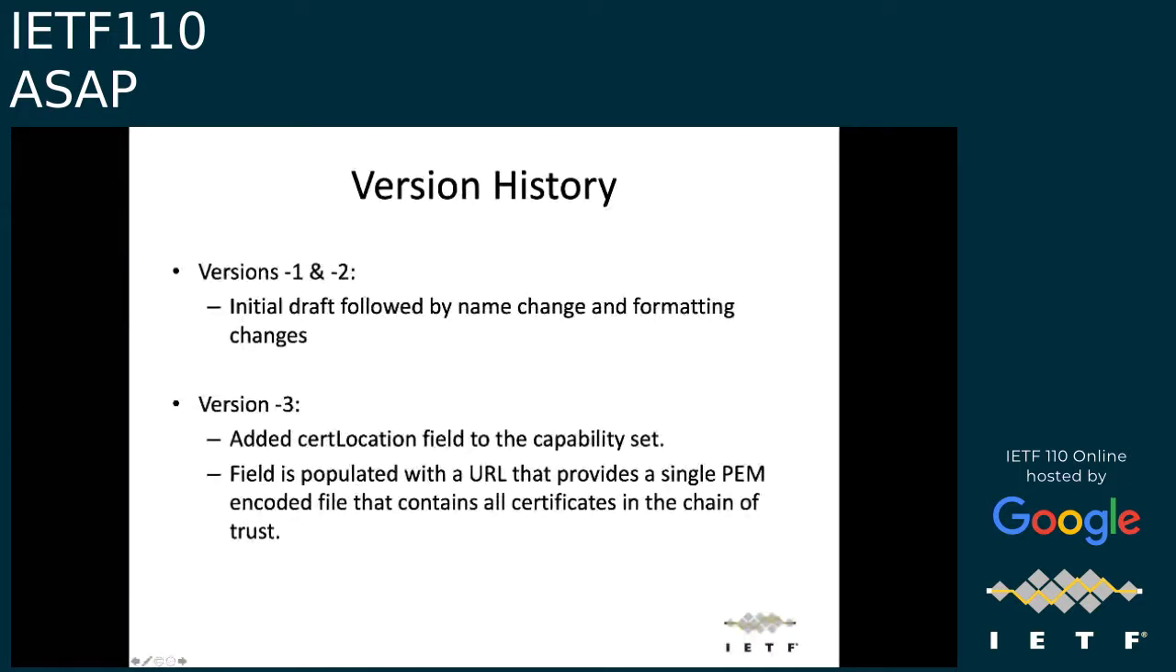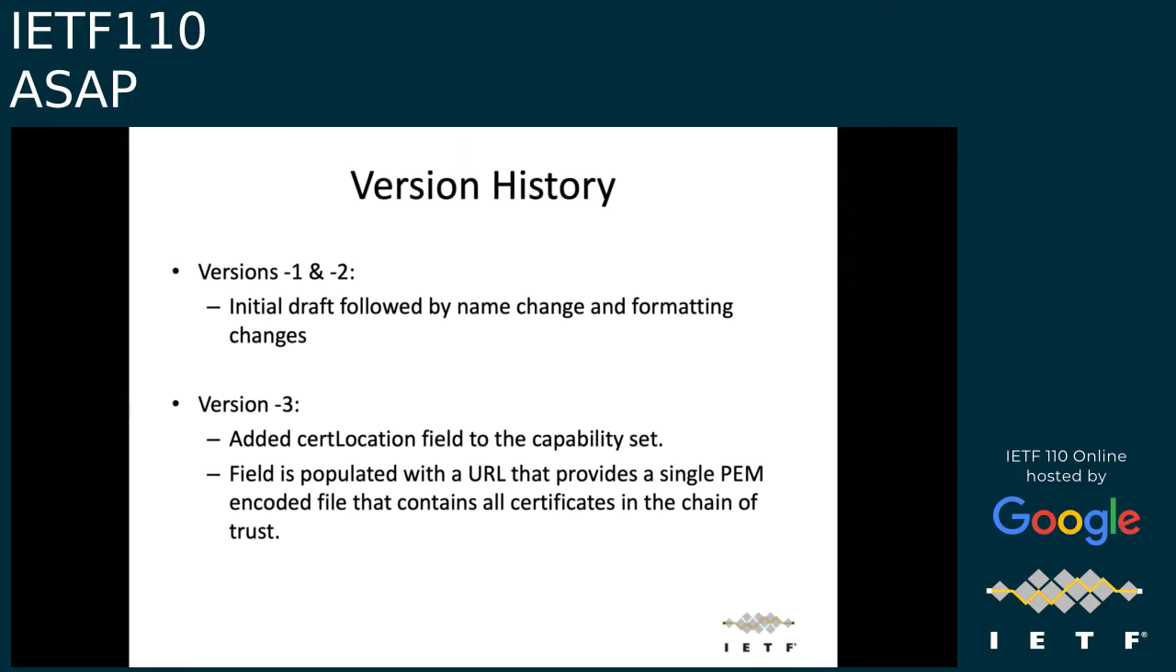Right. So I just wanted to quickly go through the various changes that the draft has undergone over the last year. Versions 1 and 2, like I mentioned, were the initial draft, with just a name change and some formatting issues fixed. In version 3, we added the cert location field to the capability set. This is for deployments where the enterprise and the service provider want to do SIP over TLS, and you need the required configuration for that. That comes under the cert location field. Next slide, please.